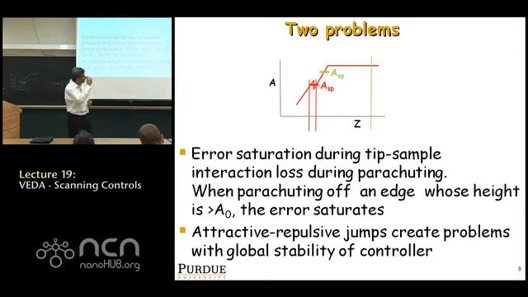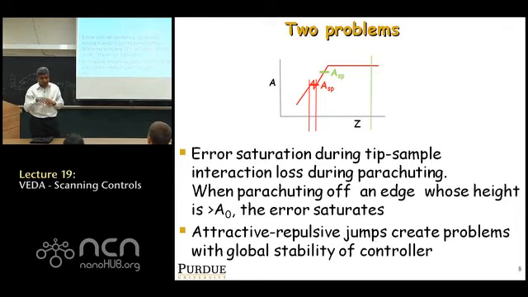So, error saturation occurs in the following situation. Or, how do you avoid error saturation? What you want is to be in a situation where the free amplitude A0 is larger than the height of the feature you're trying to image, if you're worried about this parachuting effect, this tail effect. So you want to make sure your free amplitude is larger than the height of the object.